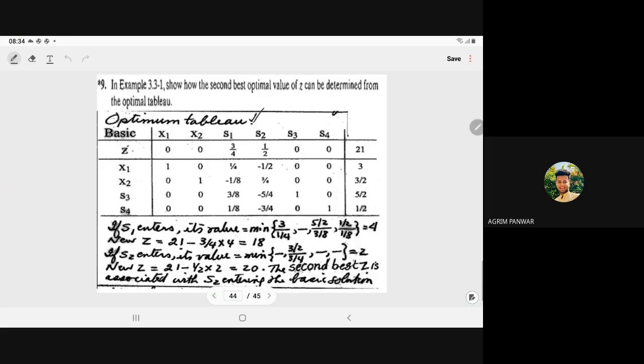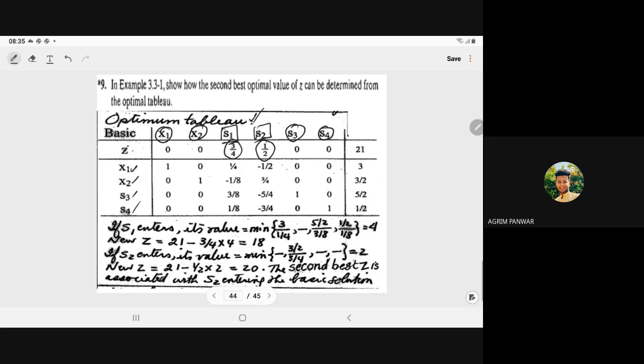So in this case, here we have the optimal table. Presently, this is the optimal table because it is positive; there is no negative. Here x1, x2, x3, x4 are the basic variables. Non-basic variables are s1 and s2. It means that they can enter. So we choose if s1 enters.